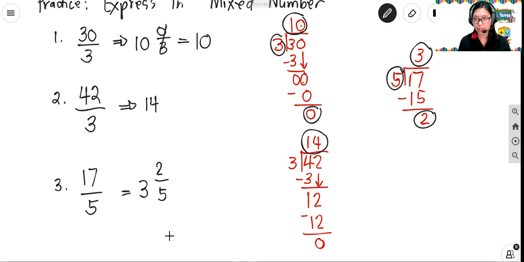So I hope you were able to get the answer correctly. I hope you understood how to express improper fraction to mixed number.